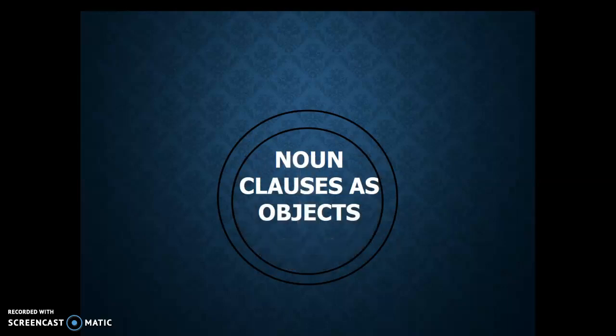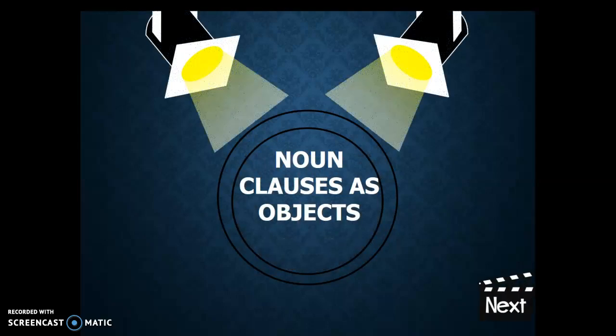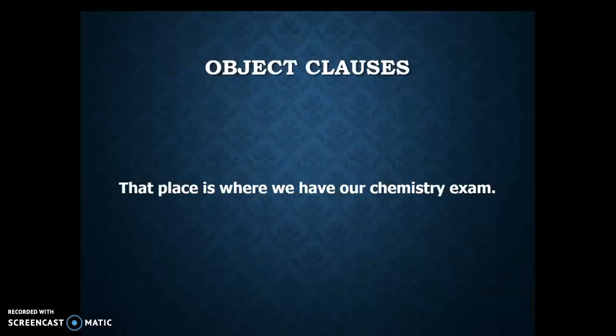In this opportunity we have noun clauses as objects. And for that, let's remember what an object clause is. Here we have an example. That place is where we have our chemistry exam. This sentence is composed of two clauses, the main clause and the object clause.